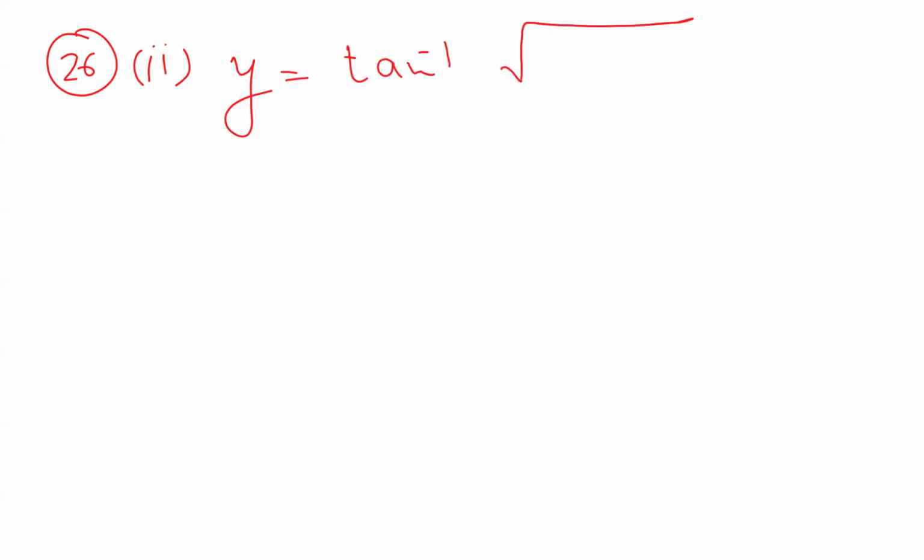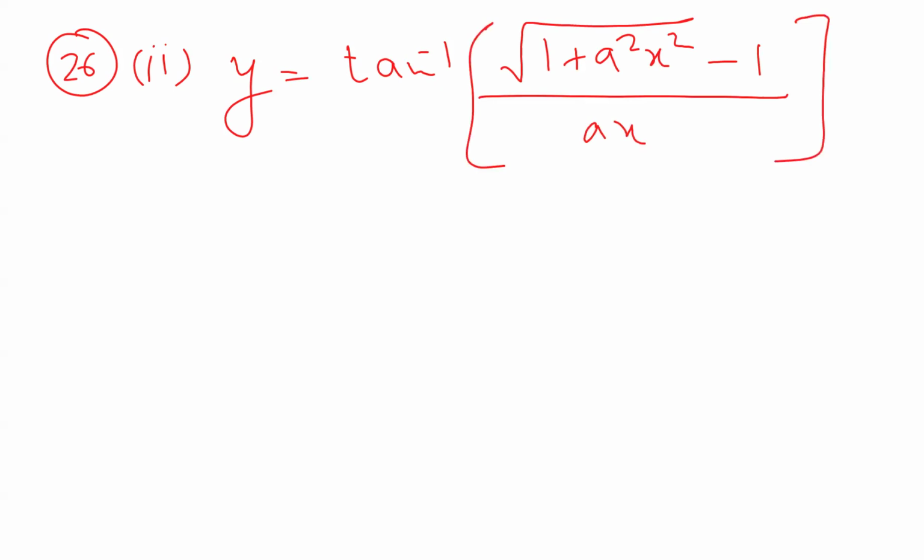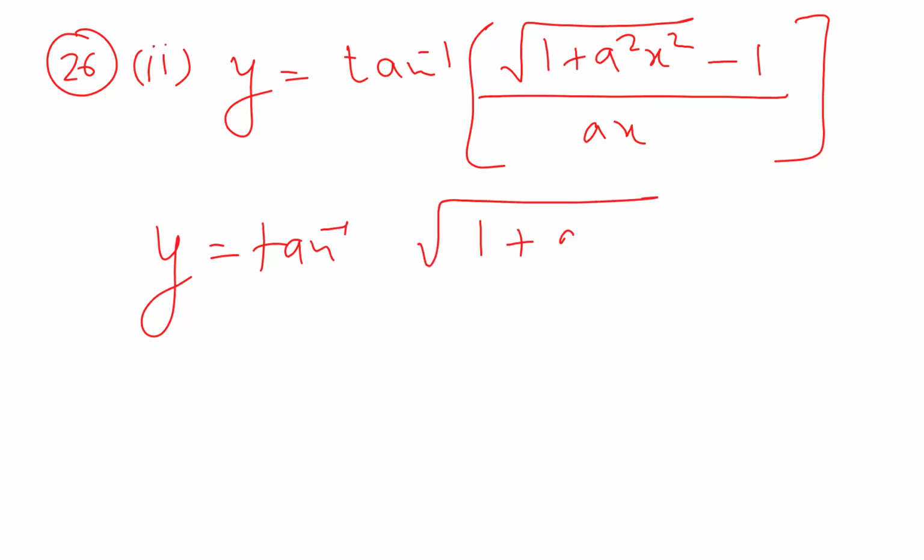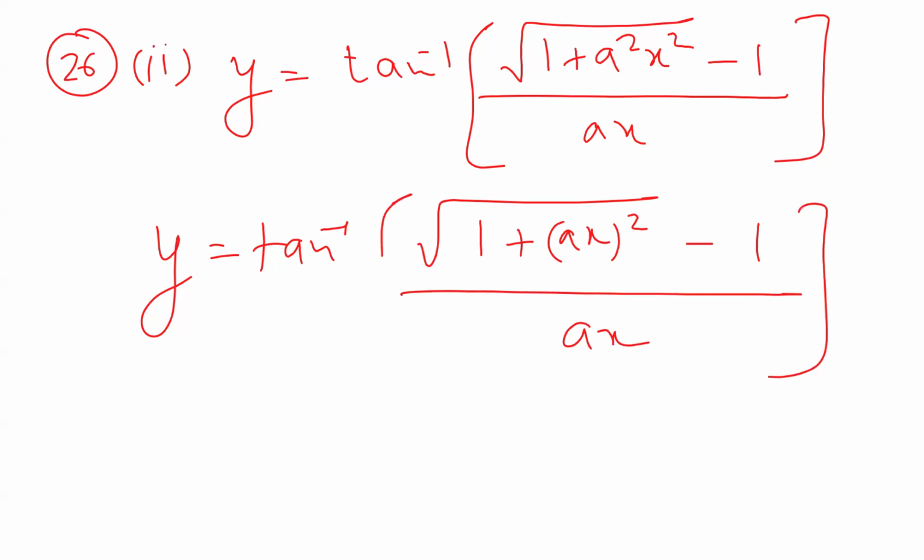Question number 26, sub question 2. Sorry, earlier it was 26 sub question 1. This is 26 sub question 2. Y is equal to tan inverse of root of 1 plus a square x square minus 1 upon ax. Okay. Now see, look at the arrangement over here. Tan inverse of root of 1 plus ax the whole square minus 1 upon ax. Now we are having plus ax the whole square.